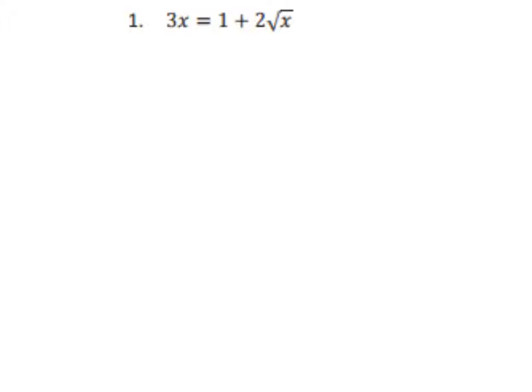Unit 3, Lesson 8, and in this video we're going to continue solving radical equations. But notice that our radical equations are getting a little more complicated, so let's jump right into it and take a look at question number 1.